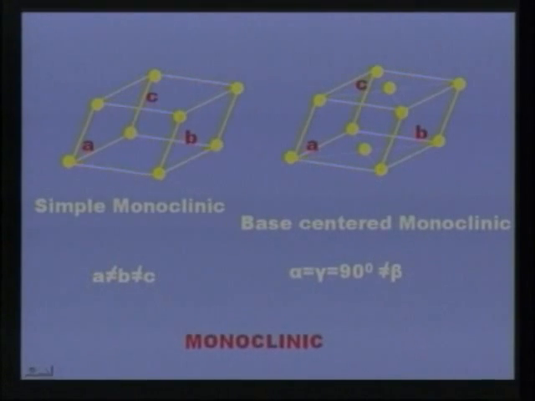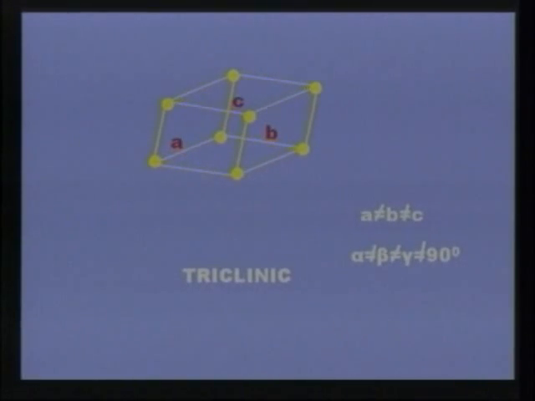Now you can see another type of lattice, that is triclinic. Here in this lattice only the atoms at the corners of the structure are arranged. The dimensions of the structure are A is not equal to B, B is not equal to C, and the angles alpha is not equal to beta, beta is not equal to gamma and gamma is not equal to 90 degrees.